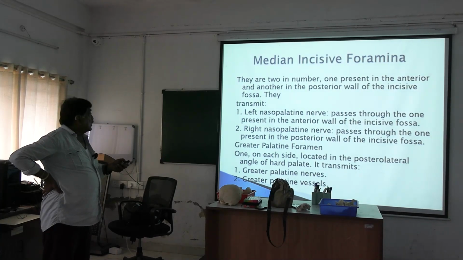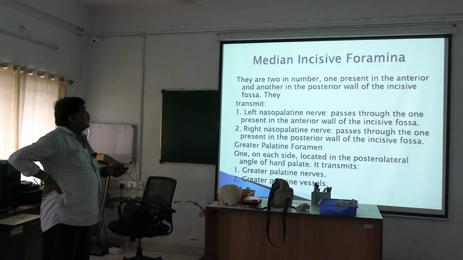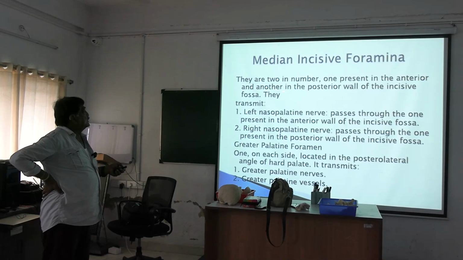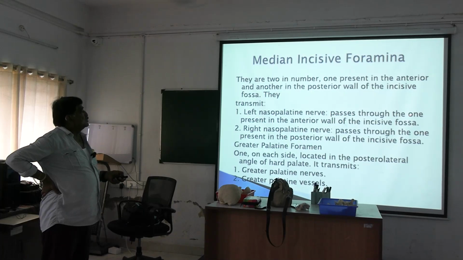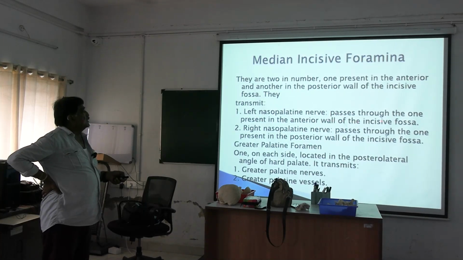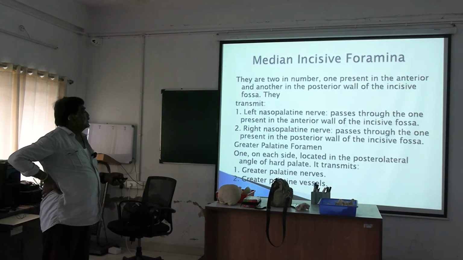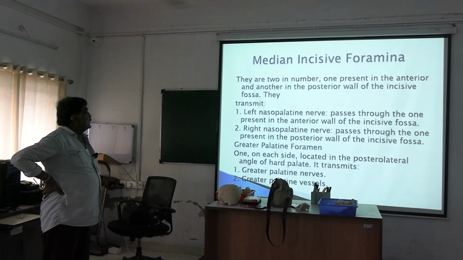Now, the median incisive foramina are 2 in number, one present in the anterior and another in the posterior wall of the incisive fossa. Left nasopalatine nerve passes through the one present in the anterior wall of the incisive fossa. Right nasopalatine nerve passes through the one present in the posterior wall of the incisive fossa. Greater palatine foramen, one on each side, located in the posterolateral angle of the hard palate. It transmits greater palatine nerves and vessels.